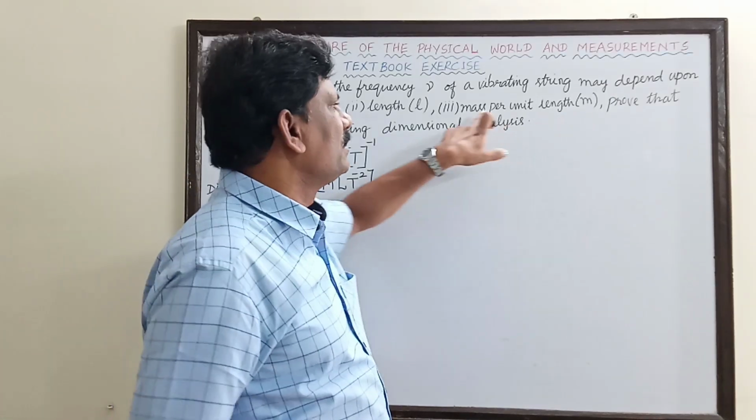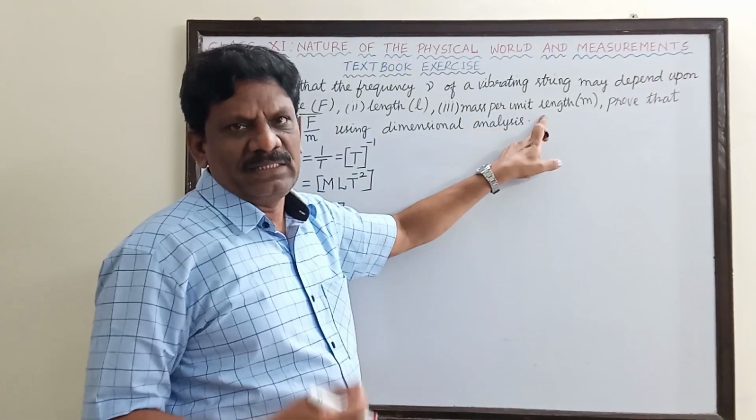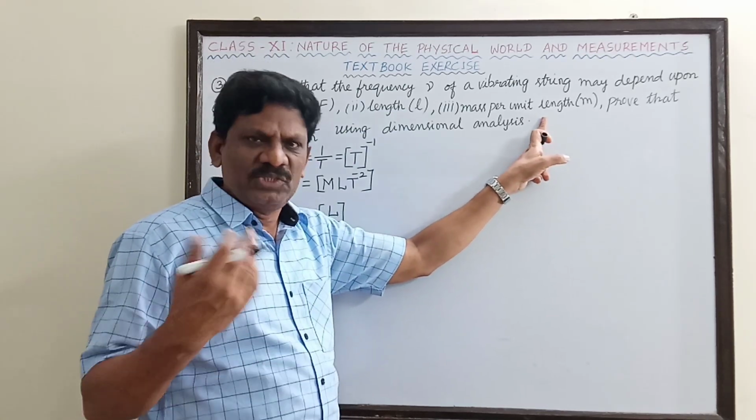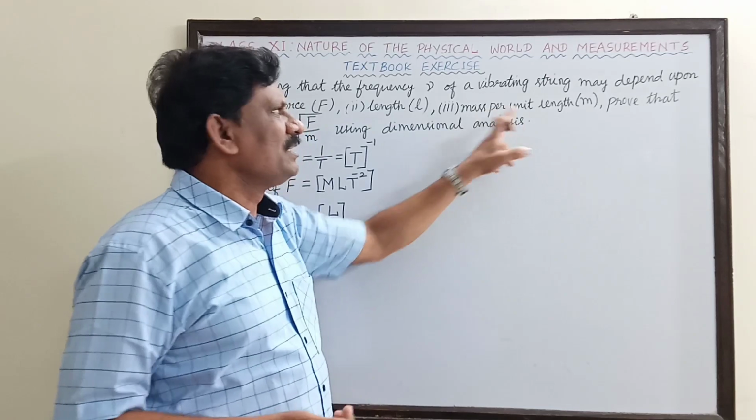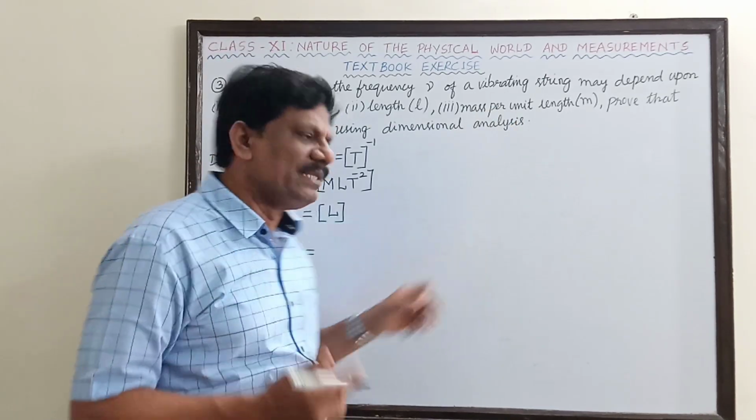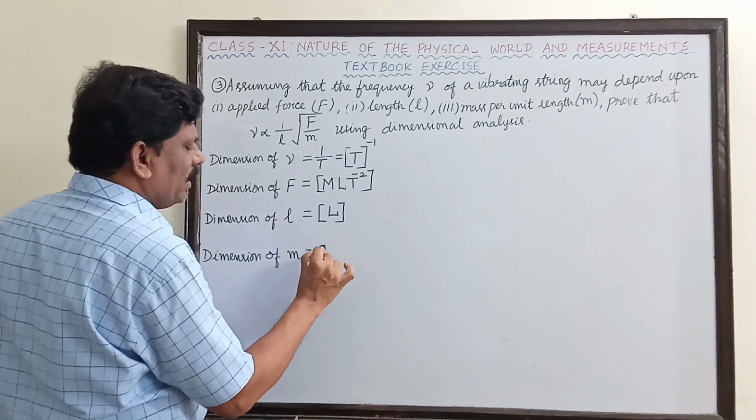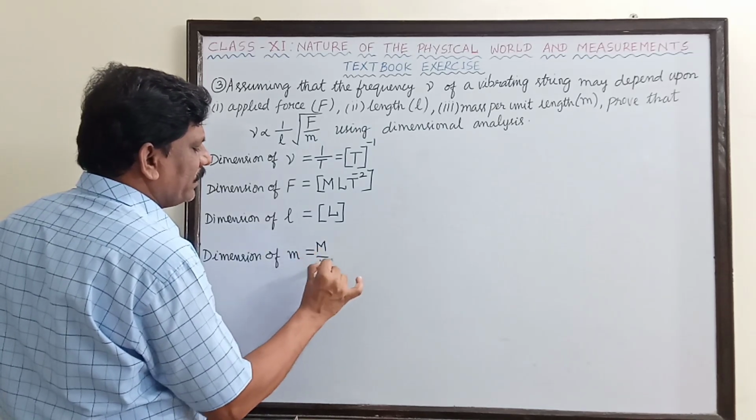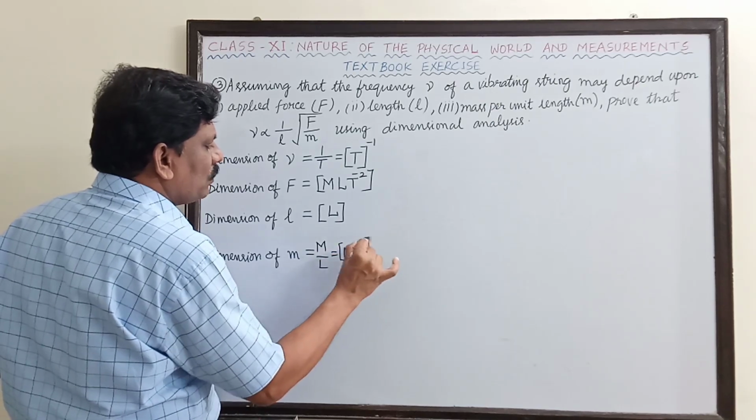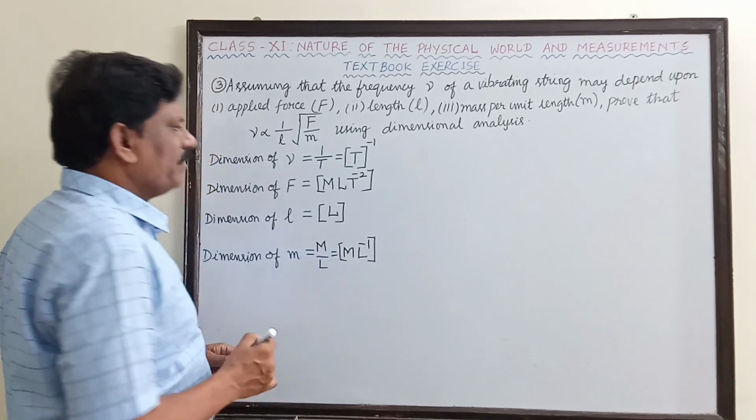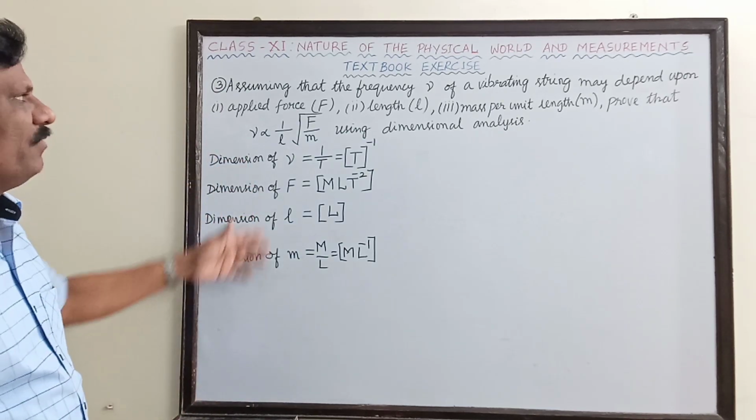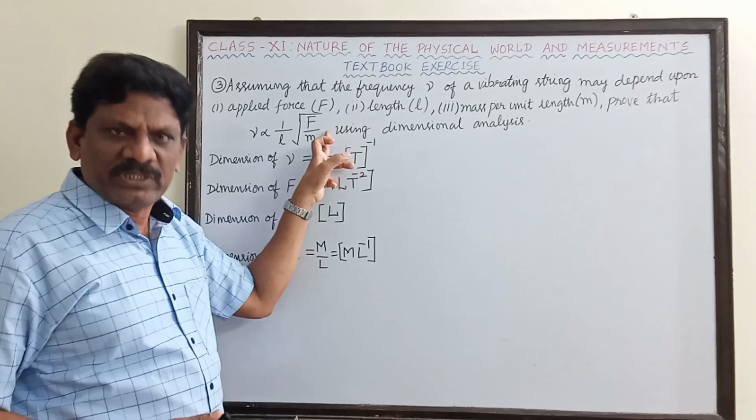What is M here? It is mass per unit length, called linear density. Mass by volume is the actual density we have studied; this is mass by length. Mass by length is called mass per unit length or linear density. So this must be M L power minus 1. These are the dimensional formulas for the four physical quantities we are going to relate in this expression.